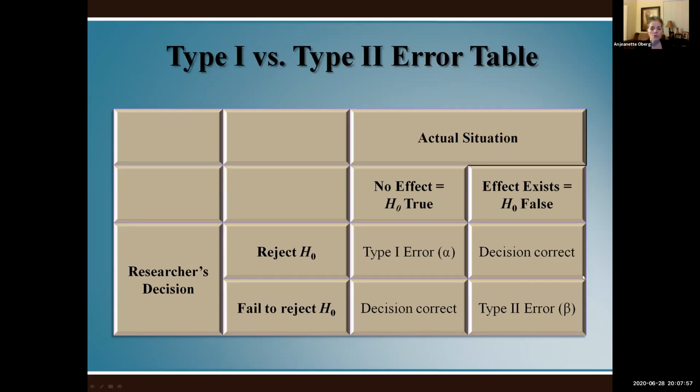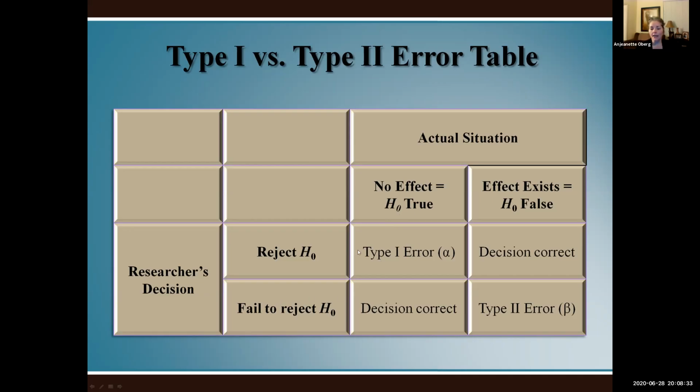So here's a visual chart if this helps you. So I can make two decisions. I can either reject the null or I can fail to reject the null. And that can either be correct or incorrect, right? If I reject the null when in fact there really was no treatment effect, so the null is true, I shouldn't be rejecting it. I should be retaining it, right? So that's when I make a type 1 error.